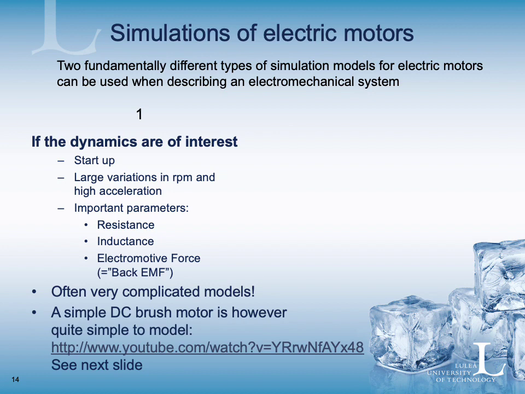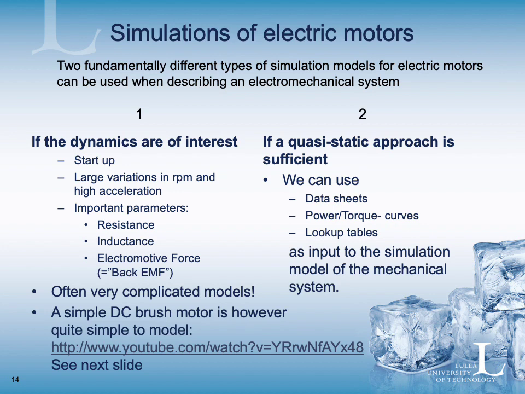And here you have some important parameters. You have the resistance, you have the inductance, and you also have this electromotive force, which is then called the back EMF that we talked about previously. Often these models become very, very complicated. However, if you only have a simple DC brush motor with permanent magnets, it's quite simple to model, and you have this link here that you can use to make a simple simulation model of the dynamic behavior of a brushed DC motor.